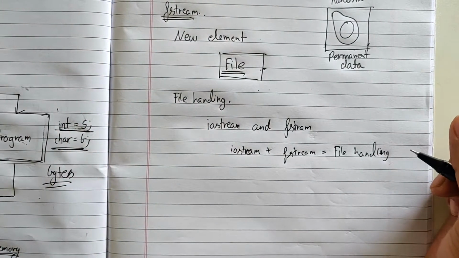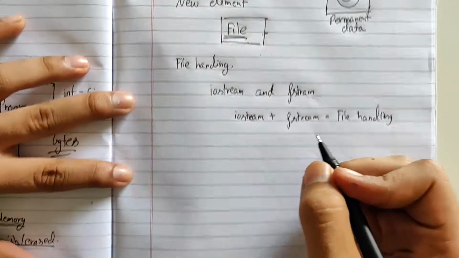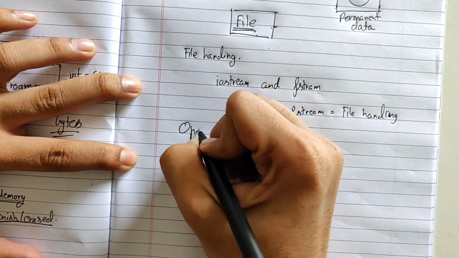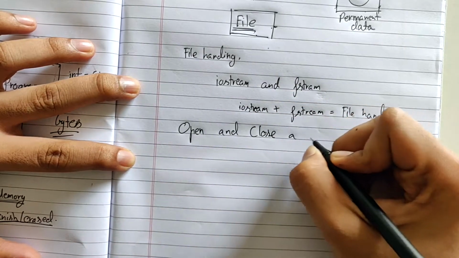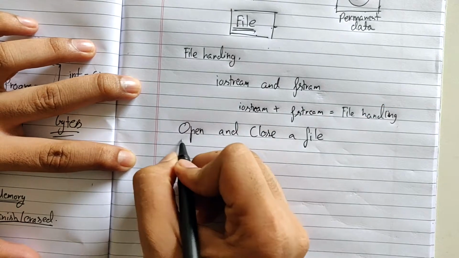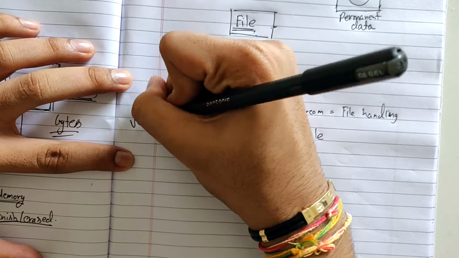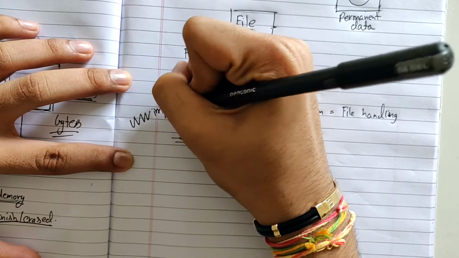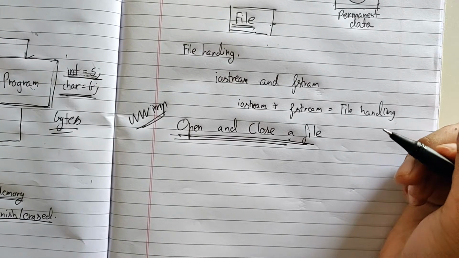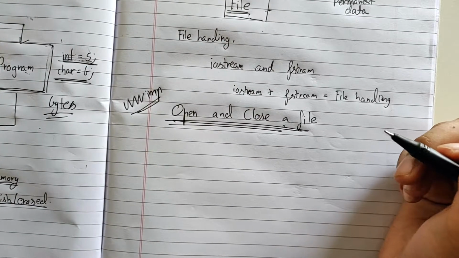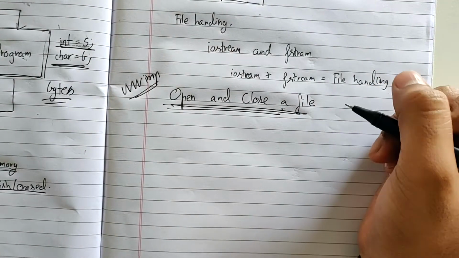Okay, so this is what file handling is. Now we learn how to open and close a file. This is the first important topic. It is very, very important. If you don't know how to open and close a file, there is no chance that you'll be able to handle or write in or read the data from a file. So this is a very important topic.